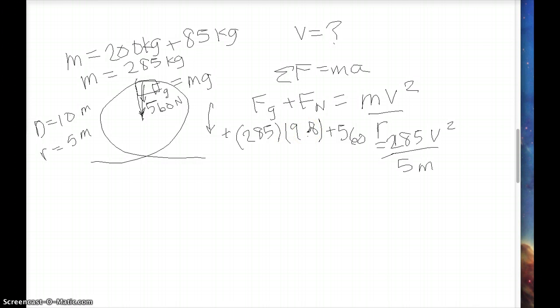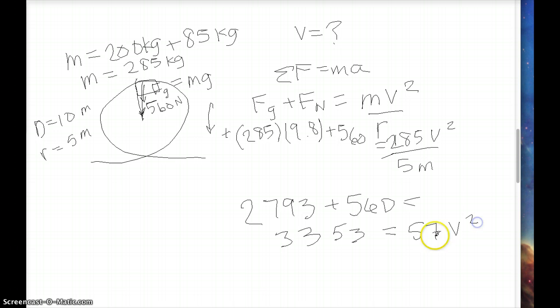So putting that into my calculator, 285 times 9.8, the force of gravity on the bike, is 2793, plus 560. And that equals 3353 newtons. On this side, we have that 285 over 5 is just 57 v squared.